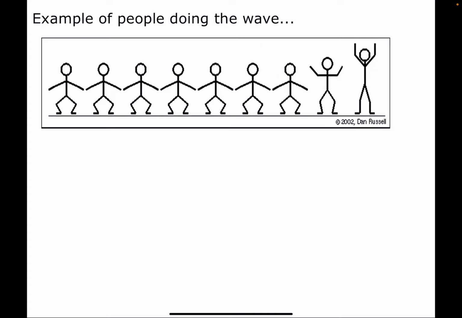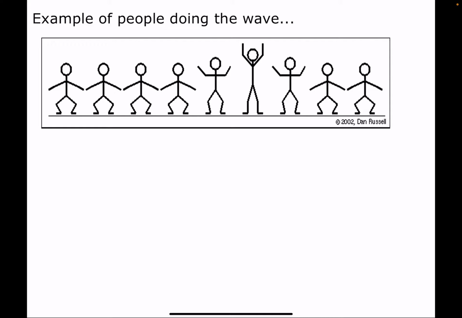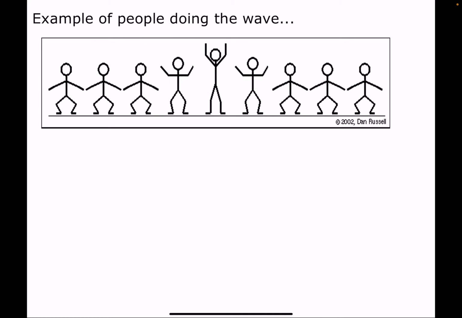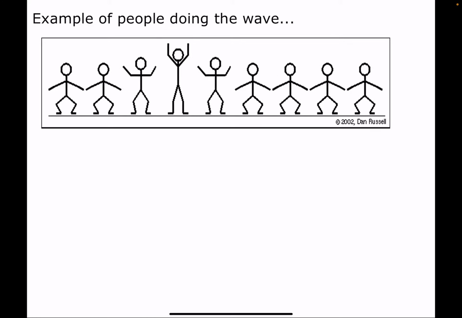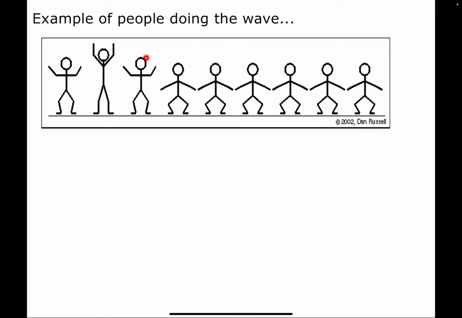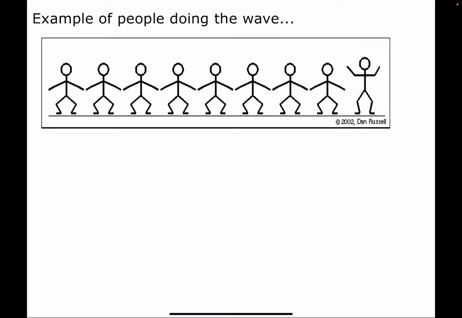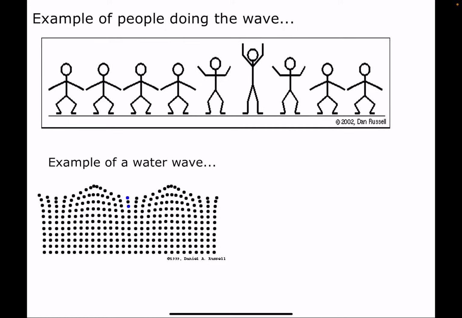Another example would be people doing the wave. You maybe have been at a stadium where the wave is going. If you look at this wave, the people are the medium. The disturbance is them going up and down. But if you look at one person, like this person right here, they don't move to the right or to the left. They go up and down. But clearly you can see that the disturbance, if I point along with it, goes to the right. So the wave is the disturbance. The medium is the people. The people aren't running to the right. They're just going up and down.